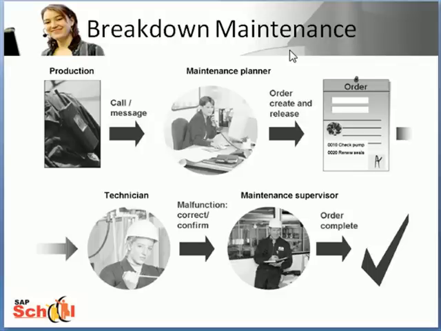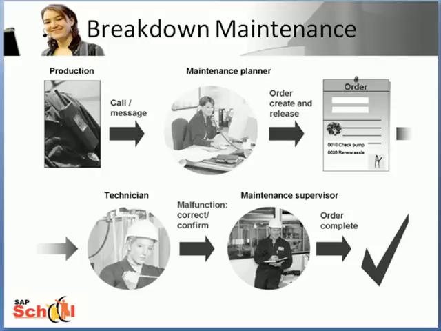Step 2 is the execution phase and comprises the removal of spare parts from stock and the actual execution of the order. The last step, step 3, is the completion phase, and here the actual time required is confirmed. Technical confirmations are also entered to record the repair and condition of the technical system, and the order is settled in controlling.